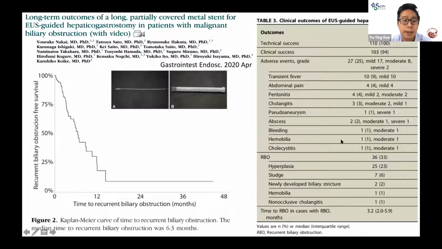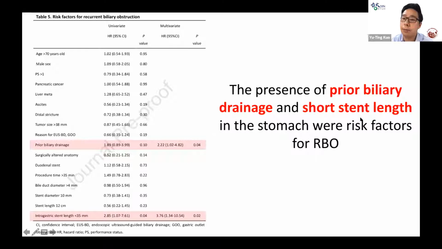So this is Nakai Sensei's study. They found that in their center, with very high technique, the clinical success rate is very, very excellent and the complication rate is very acceptable. And another important issue, they found that a short stent length will cause a higher risk of reintervention rate. So they suggest the intraductal stent length be above 35 millimeters, around 3 to 4 centimeters in the intragastric area.